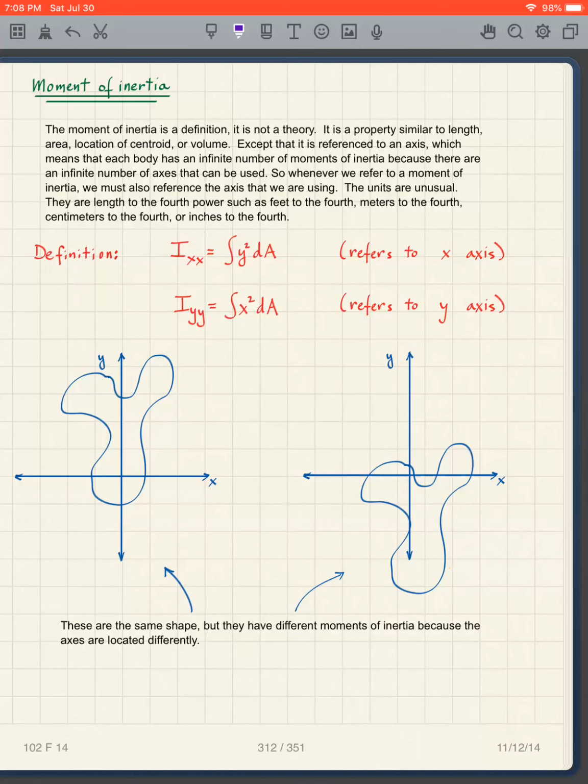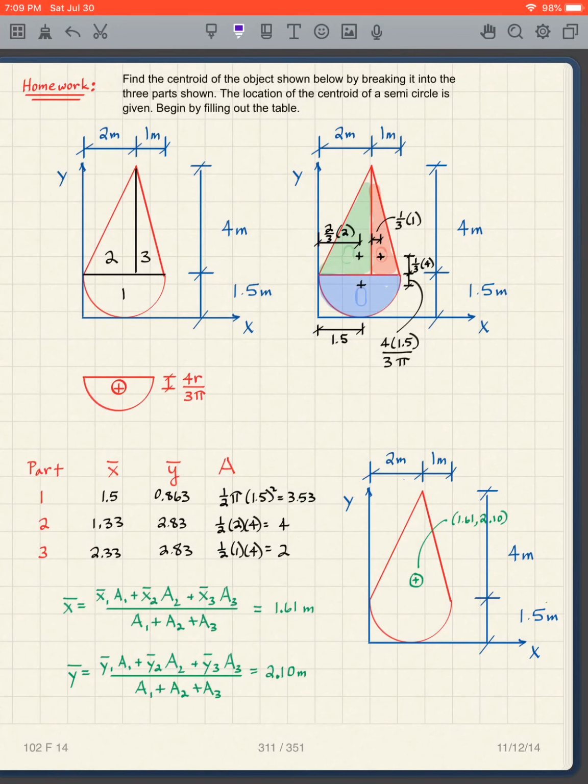Okay, the last video got cut off a little bit, so I'm just going to finish this very quickly. The last thing we needed to get was the X bar for area 3, which is this one over here. We have 1/3 of 1, so that's 0.33 to get to the centroid of area 3. Then we add 2 meters to it, so it's 2.33.